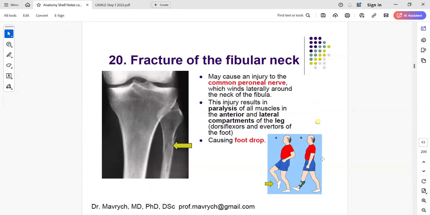Fibular neck fracture could cause foot drop. This is an important question from the UL perspective because they do ask that when there is a fracture of the fibular neck, what nerve is involved? It's the common peroneal nerve. They also ask you the prognosis, what the diagnostic criteria are, and how the patient would present to you. If the common peroneal nerve is injured, the patient would present with wrist drop.